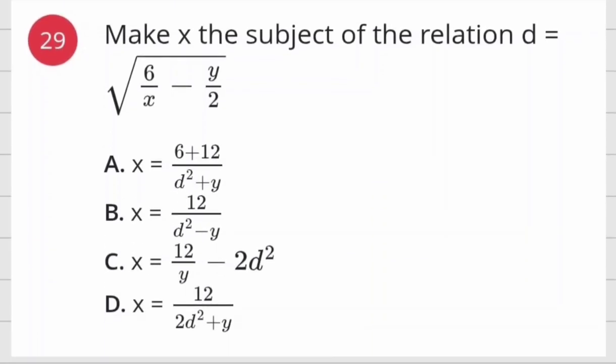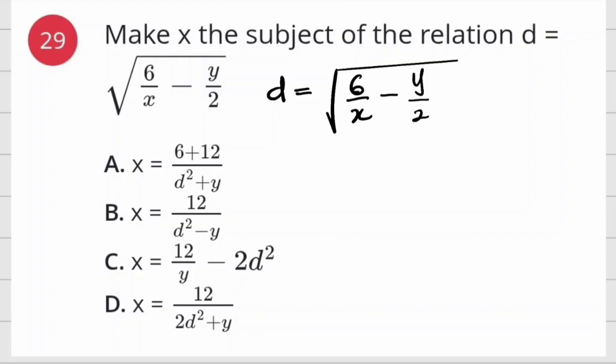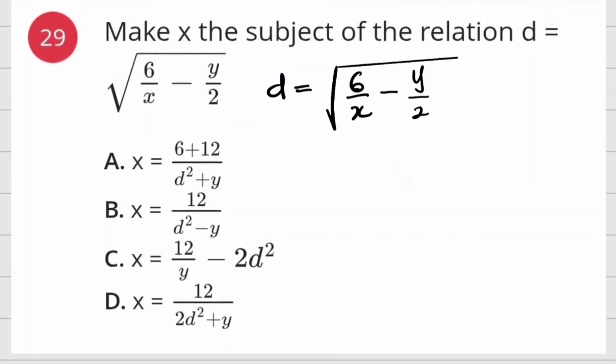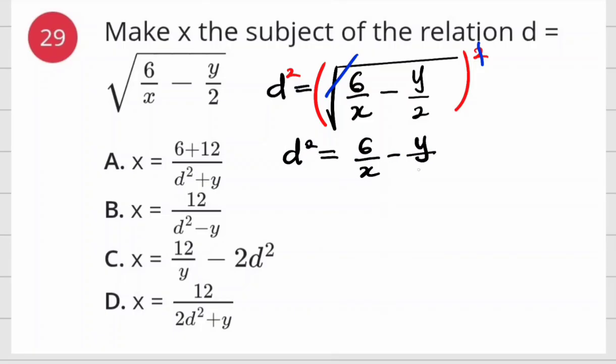Question number 29. We are to make x the subject of the formula, or subject of the relation, which says d is equal to the square root of 6 over x minus y over 2. So we must first and foremost break this square root by squaring both sides. When you square both sides, the square root will go away. So we have d squared is equal to 6 over x minus y over 2.